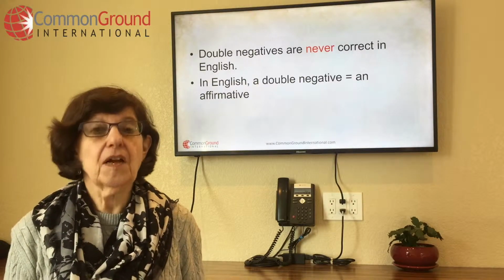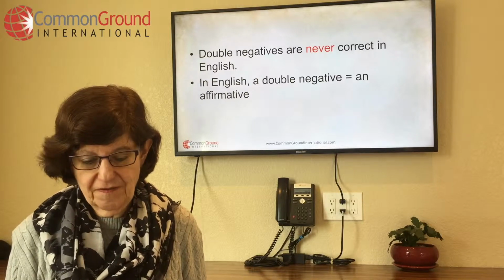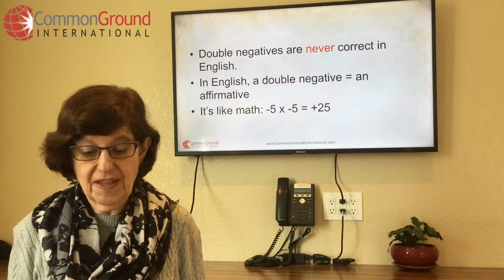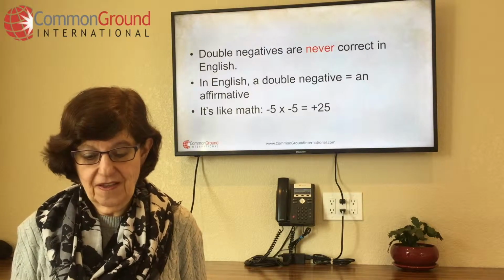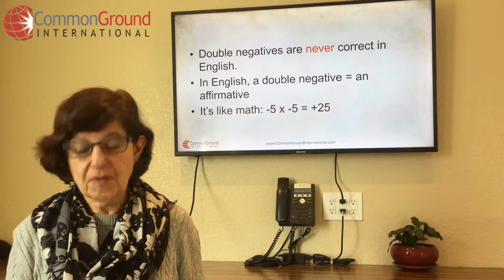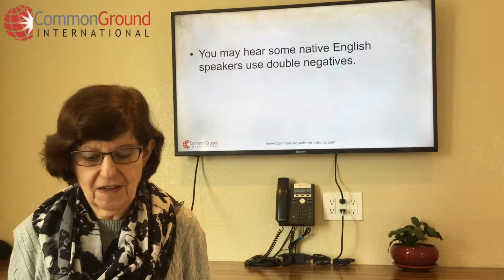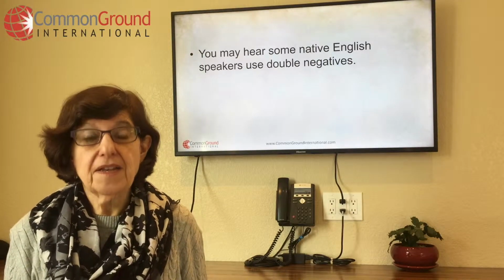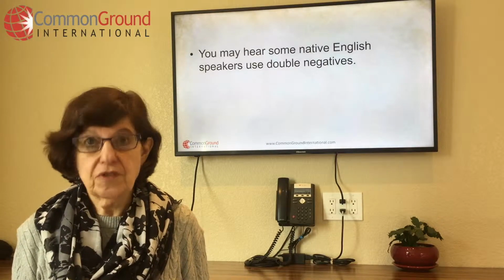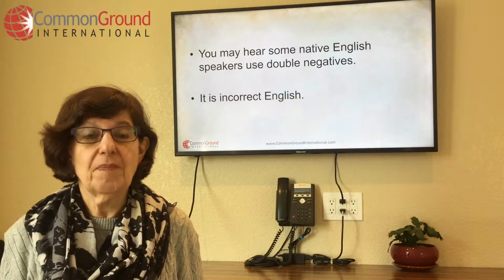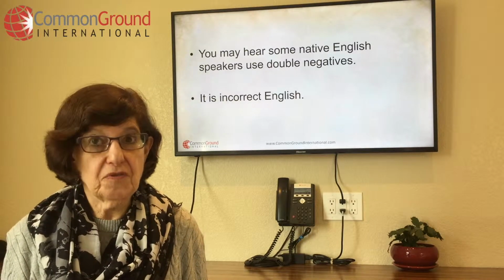In English, a double negative actually means an affirmative. It's like math. We know that in math, -5 times -5 is a positive 25. Now, you may say, well, I've heard English speakers use double negatives, and that's right. There are many native speakers of English who do use double negatives, but it's incorrect English. Maybe they don't know better, but you do, so you won't have to use them anymore.